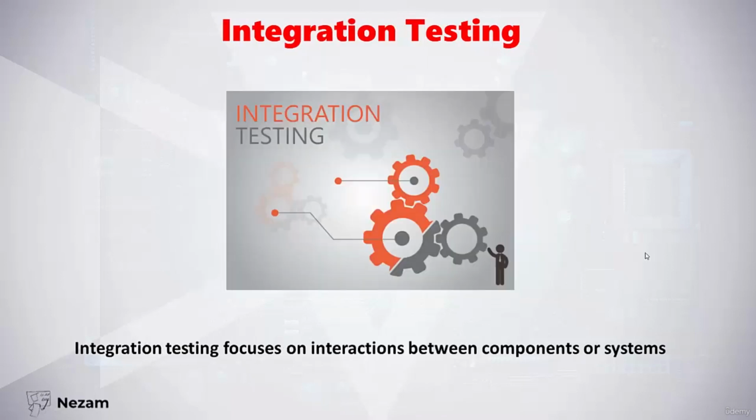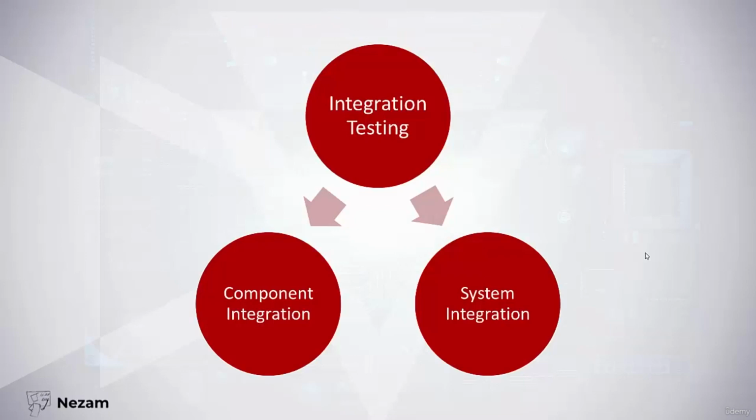The second level is integration testing. Integration testing focuses on interactions between components or systems, and we have two types of integration testing: component integration testing and system integration testing. Component integration testing focuses on the integration between components. This level is also performed by the developer. So after the developer finishes running tests on each unit or module alone, he begins to test them together. He tests the integration between them.